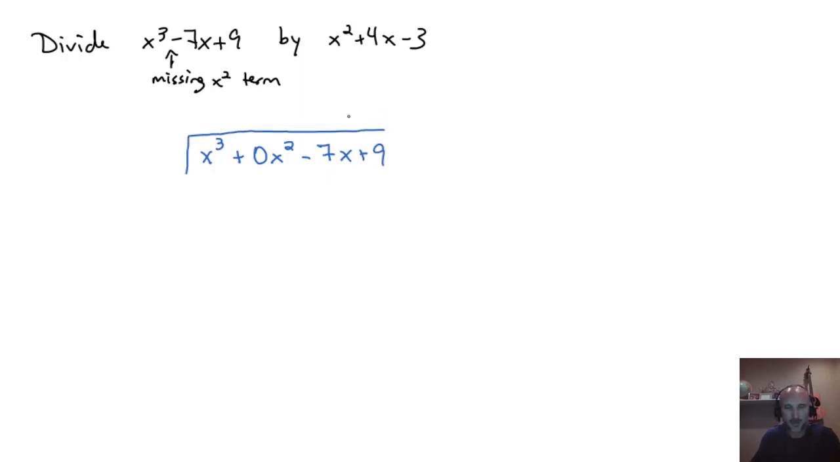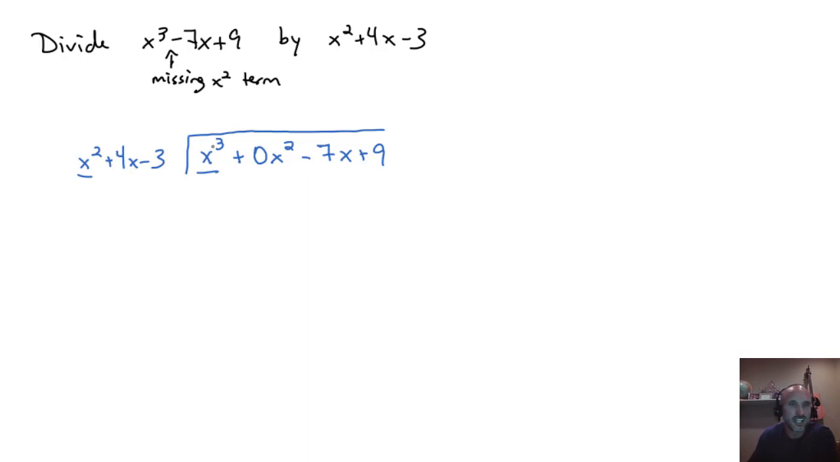Divided by, our divisor has no missing terms. I've got an x squared term, then an x term, then a constant term. So x squared plus 4x minus 3. What I mean by missing terms is you start at the highest term, and then if there are any terms missing after that, you need to make them 0. Okay? All right, so we start the process by dividing the leading terms.